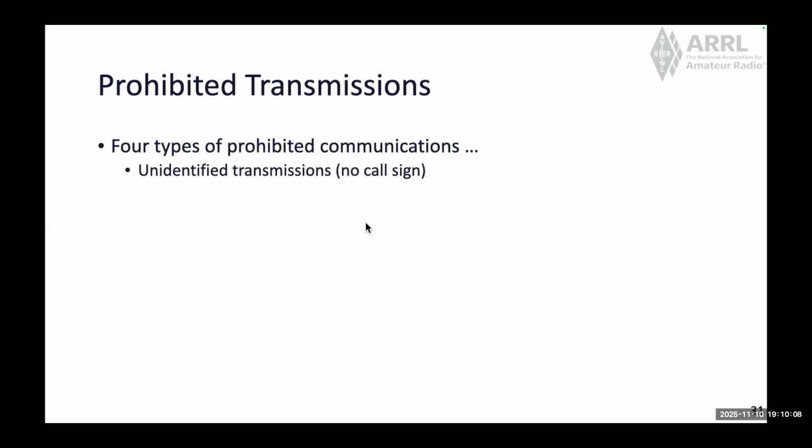Now, what are some prohibited transmissions? Types of prohibited communications in the ham radio community are, first, unidentified transmissions, no call sign. As I said earlier, you can get on a radio and listen to people talk, and they may go for hours and not give a call sign. If they're operating within FCC rules, they're going to give that call sign every 10 minutes.